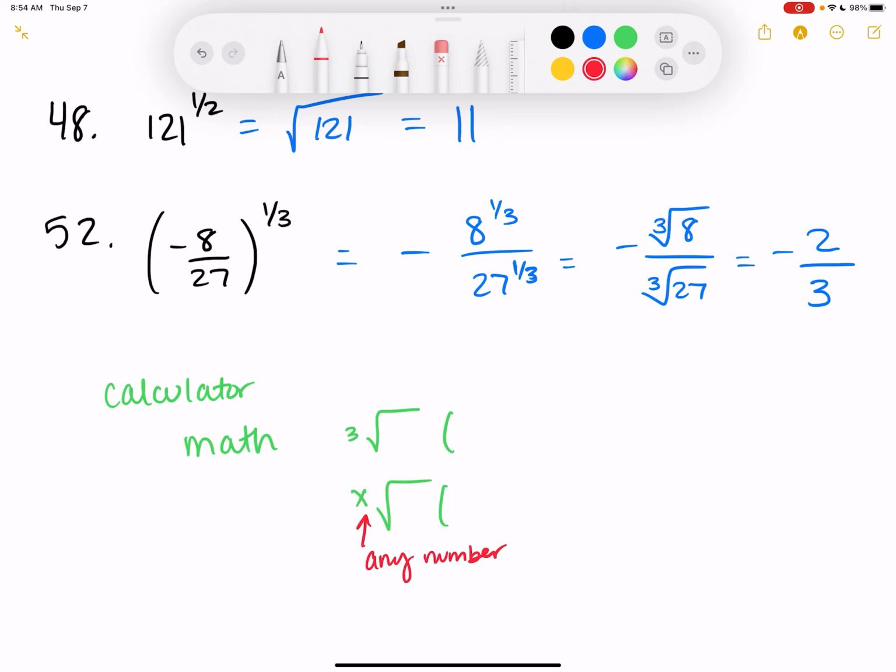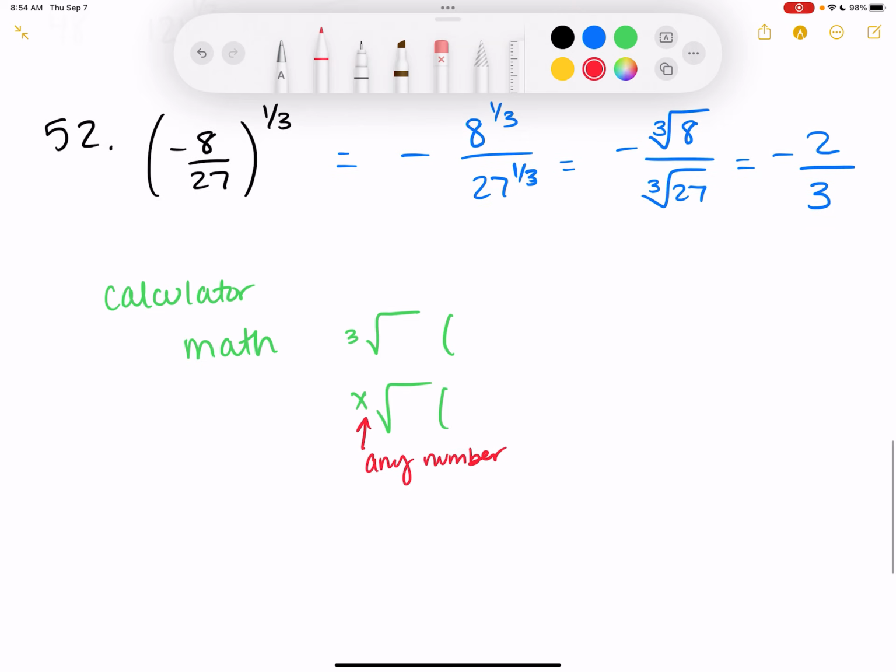So, moving on to another one. Number 56. 27 raised to the 4/3.